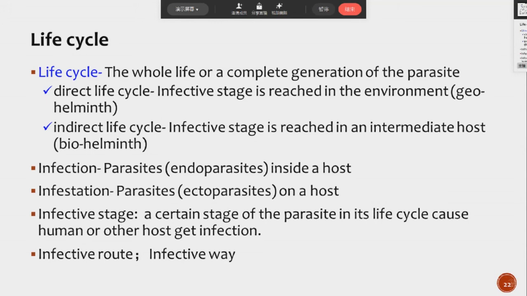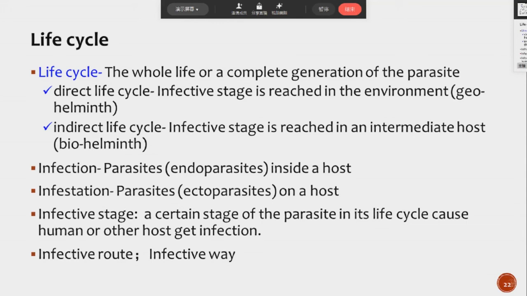The other one is what we can call the infective way. The route and the way are a little bit similar, but the difference is this: if I eat a vegetable and I get an infection, then the vegetable came through my mouth and arrived in my small intestine. So per oral is the infective route, but the infective way is the detailed one.